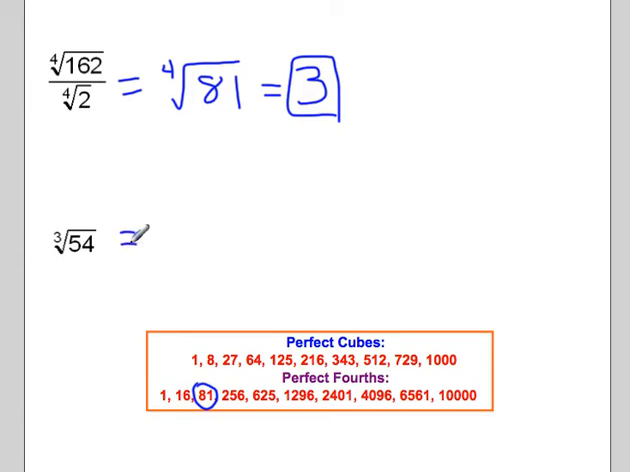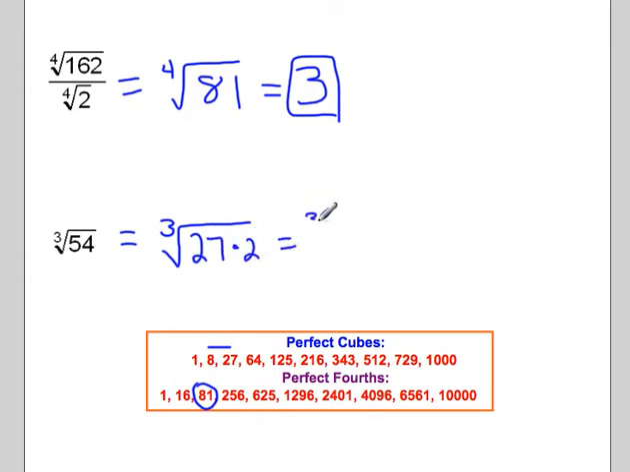Now the next one we have to do a little simplifying by breaking this down. If you look at your perfect cubes, we need to go to at least 54, so it's going to be 54 or below. 64 is too high, so I'm going to start with 27. I'm going to ask myself, does 27 go into 54? It does 2 times. So I'm going to break 54 down into 27 times 2.